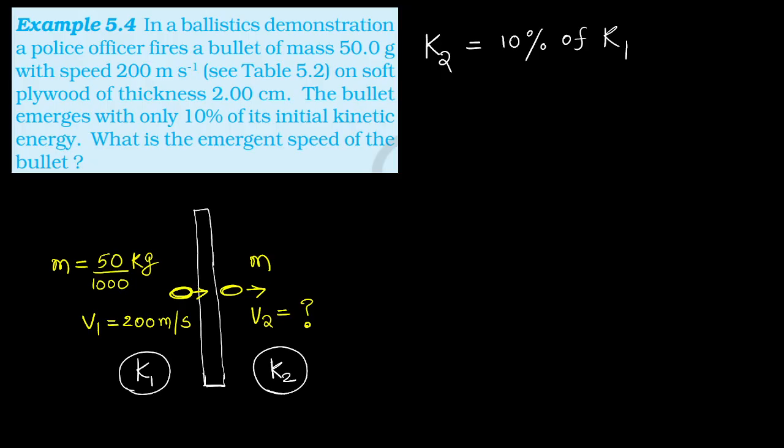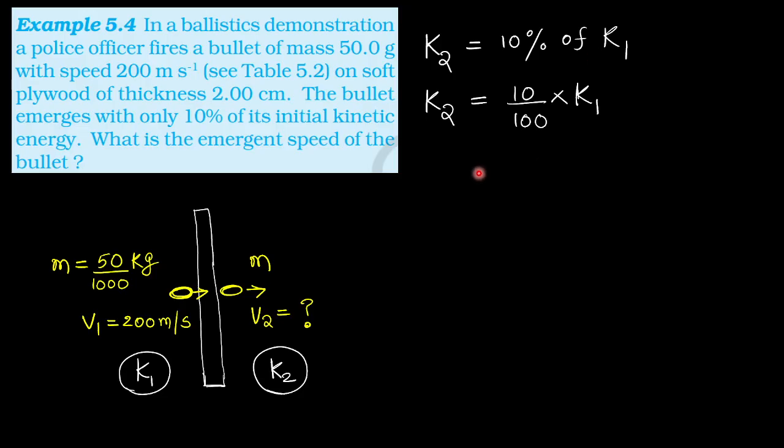All of it clear? Is that okay? Understood? Yes, sir. Okay. So K2 equal to 10% of K1. You studied in the lower classes, percentage of a number. How will you find a percentage of a number? 10% means 10 by 100. Of K1 means into K1. Percentage of a number, multiply with that number. 10 by 100 into K1.